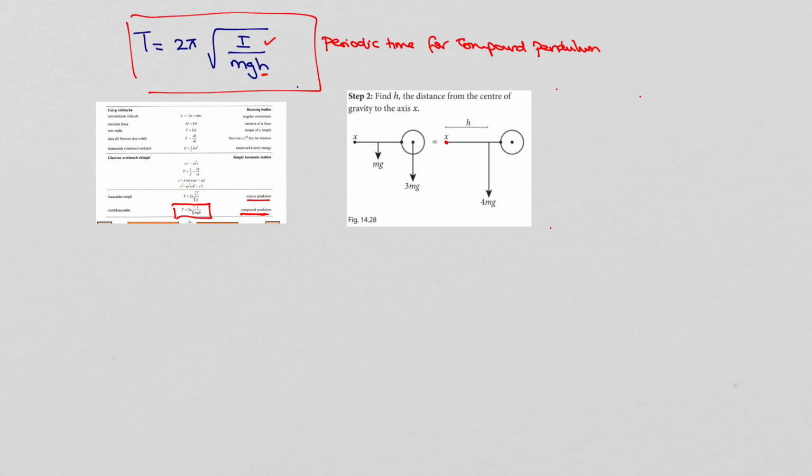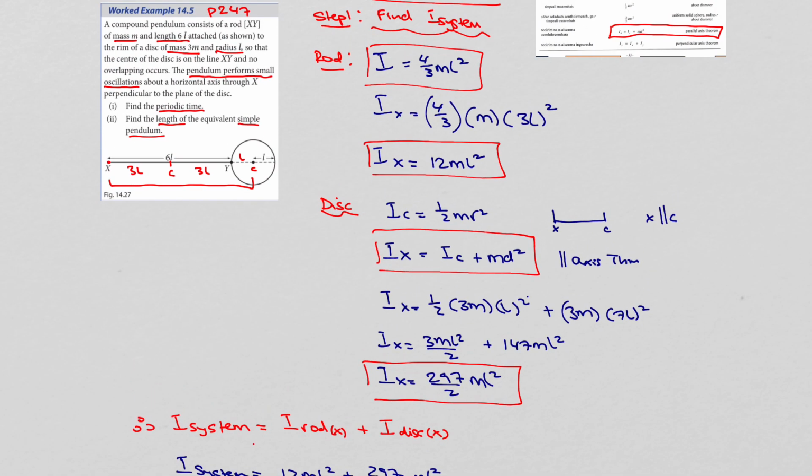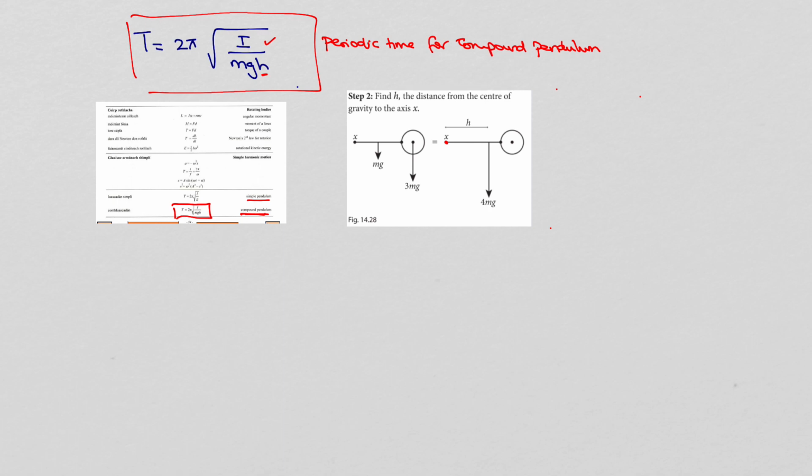So we know that the mass of the disc is 3m and the mass of the rod is m. So our weight of the system, in other words the force, is the disc plus the rod, which is 4m times g. So remember, weight is mass times gravity. Okay, so that's for the system.